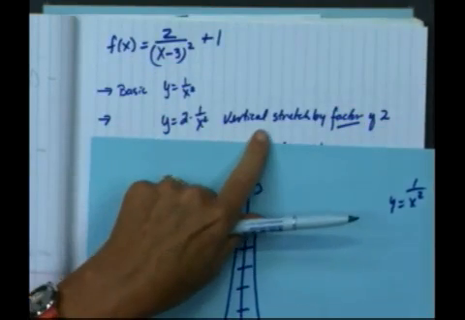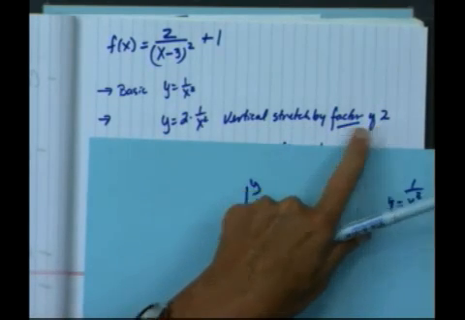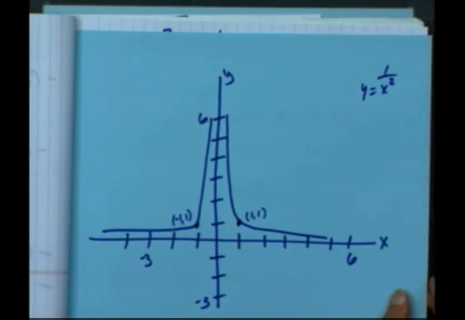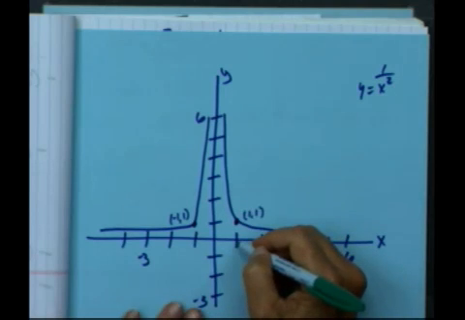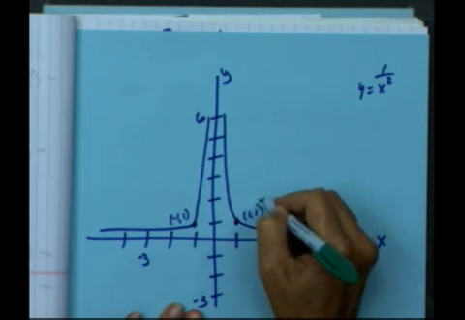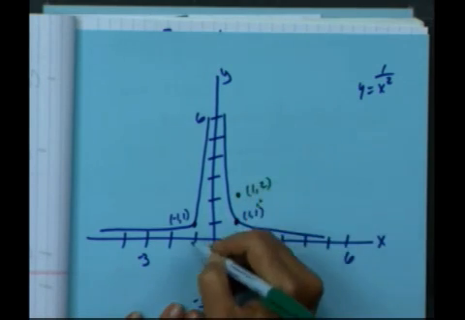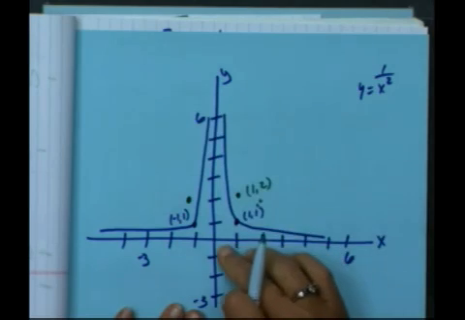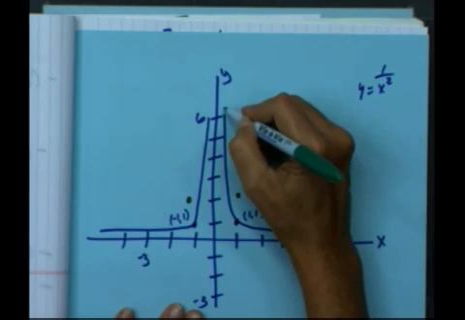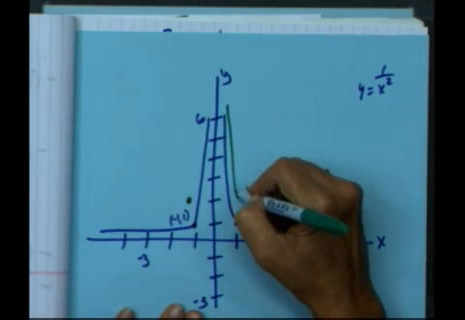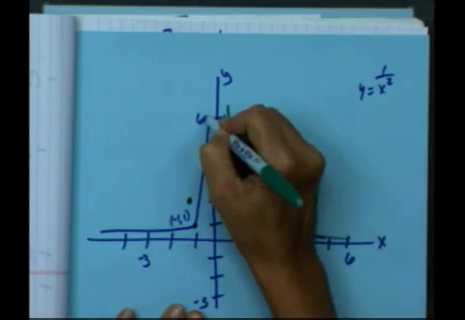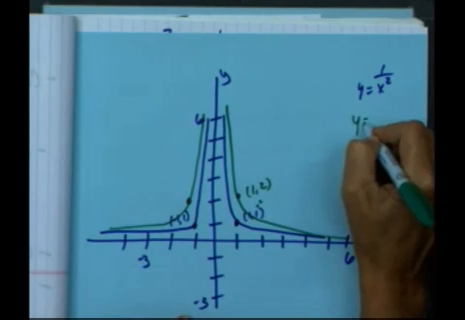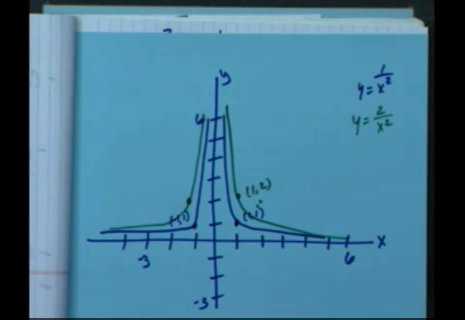Okay, now we want to do a vertical stretch by factor of 2. Vertical means y values, factor means multiply. So we're going to take our y values and multiply times 2. So my new point is going to be what? 1, 2. And negative 1, 2. And the graph is still going to approach the y-axis as x approaches 0 from both sides. And it's going to go like this. Okay, you could plot more points, but we're just getting a good sketch. This is y equals 2 over x squared. Okay?